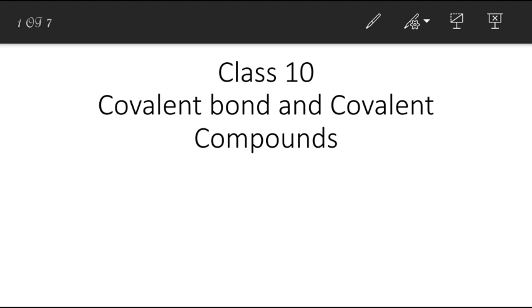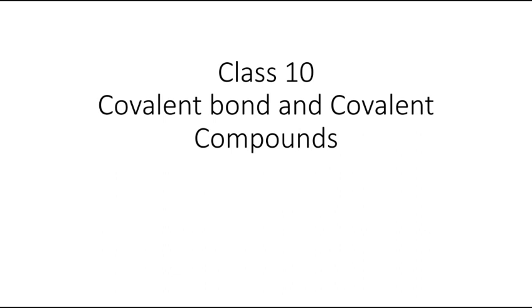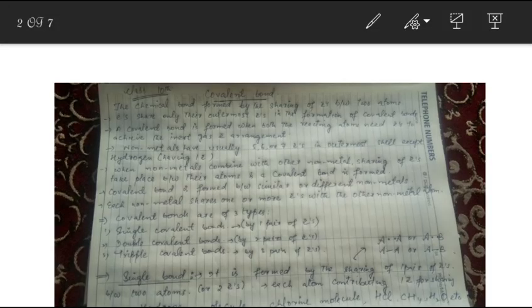So, what is a covalent bond? A covalent bond is a bond that is formed by the sharing of electrons between two atoms. As you know, atoms are reactive and elements are unstable in nature. In order to become stable, or to attain the nearest noble gas configuration, they react with each other.